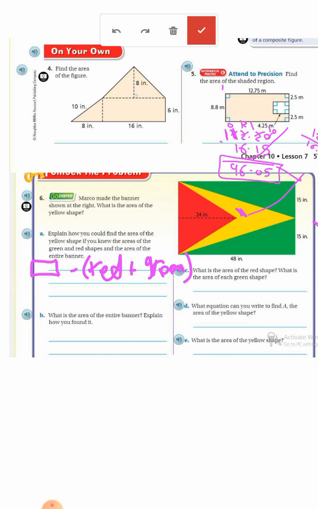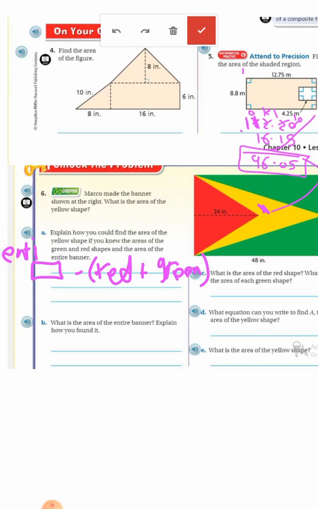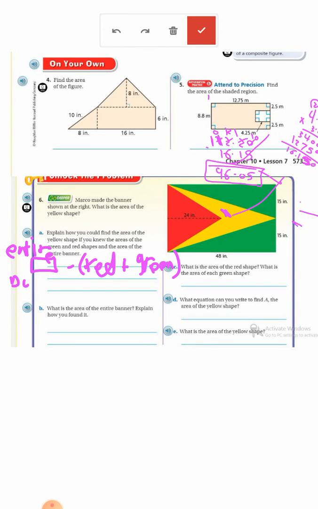This one, the whole banner, or the entire banner. Then we are going to subtract the red one and the green one to get the yellow. After that, he asked me what is the area of the entire banner. The area of the entire banner, as you see, this is the rectangle, it's 30 multiply 48, length by width. How many zeros we have? 1. We have to multiply 3 by 8, 24, and carry up 2. 3 multiply 4, 12, plus 2, 14. So it's 1,440.